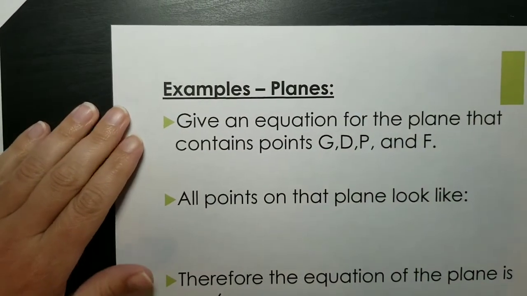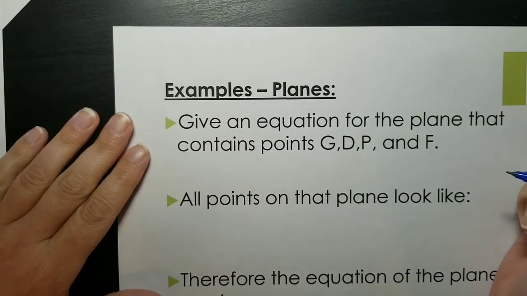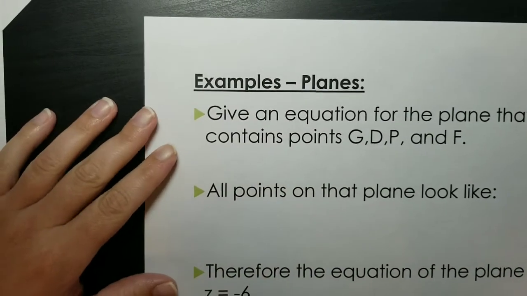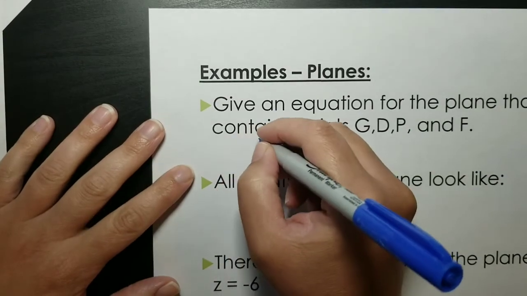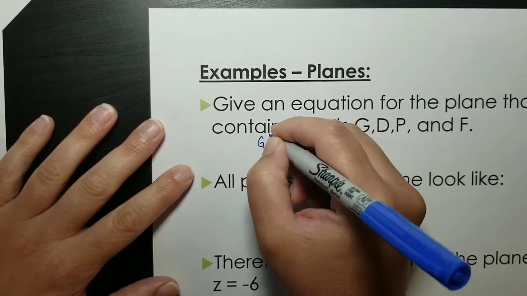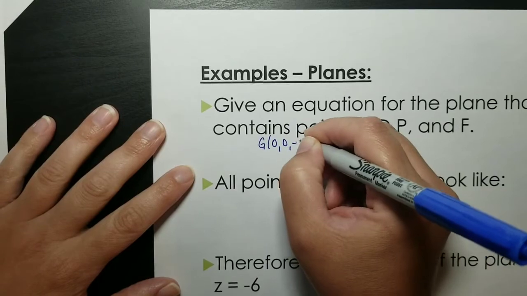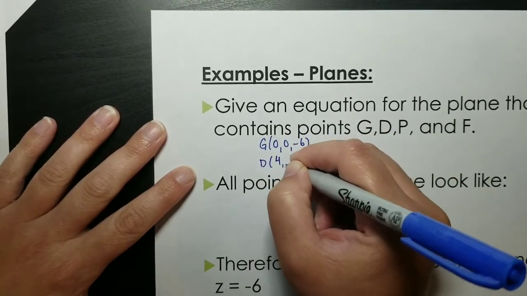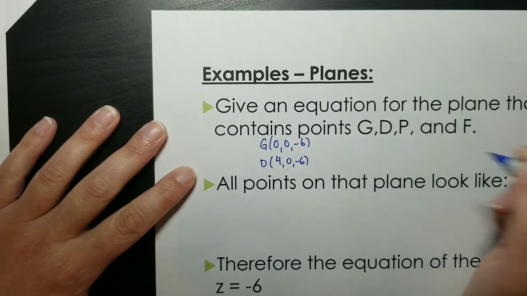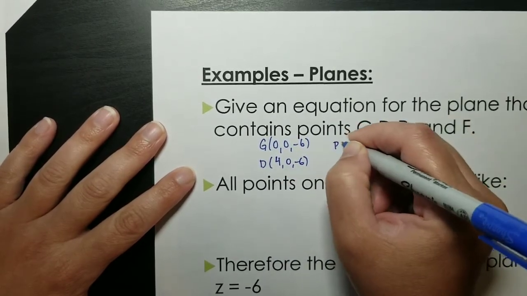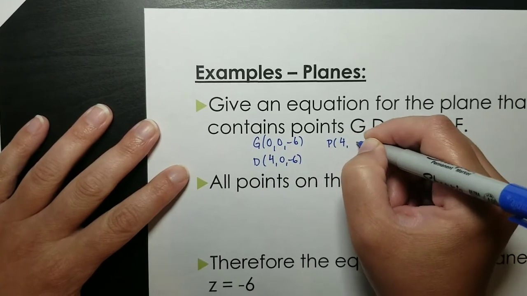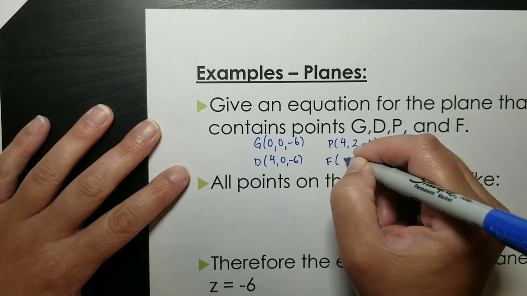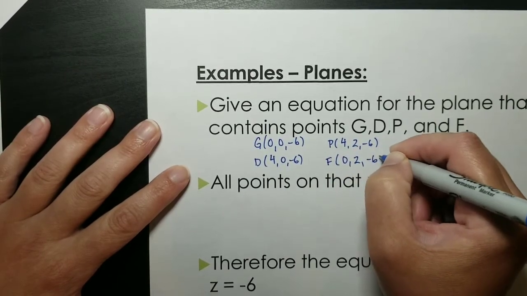Last example here, let's give an equation for the plane that contains points G, D, P, and F. So that's from that previous diagram. I'm just going to write out those points. So G was 0, 0, -6. D was 4, 0, -6. P was 4, 2, -6. And F is 0, 2, -6.